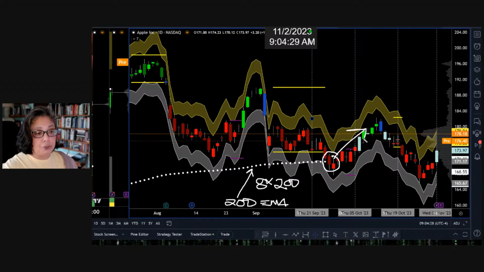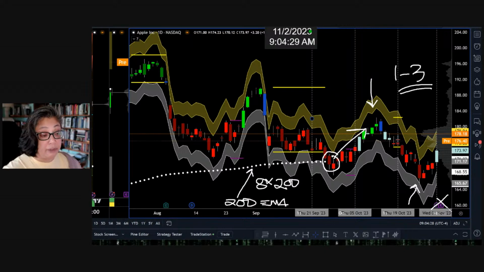So are there trades? Sure, but I'd be just as likely to look for shorts in the resistance gold area as I would be for buys in the gray, and that might be a 1 to 3 day time horizon, irrelevant of earnings.